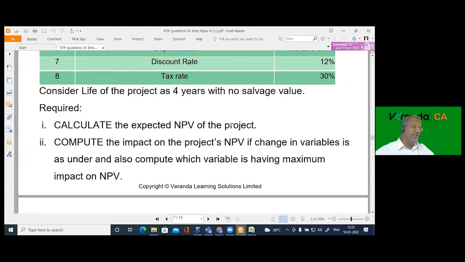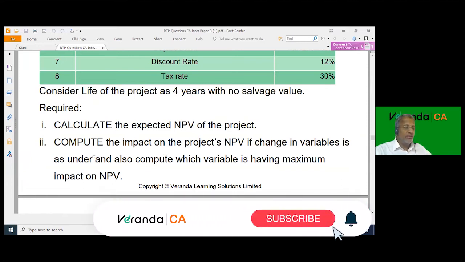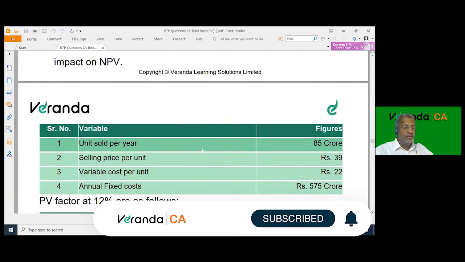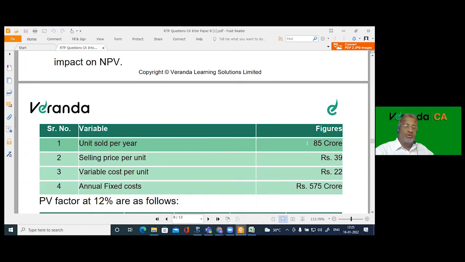We have 5 more minutes. Please understand. Compute the impact on the project's NPV if change in variable is undertaken, and also compute which variable has maximum impact on NPV. So instead of 100 crores, make it 85 crores. What sort of impact is it making? One at a time you have to make the change. Then selling price 39.22 and annual fixed cost 575.